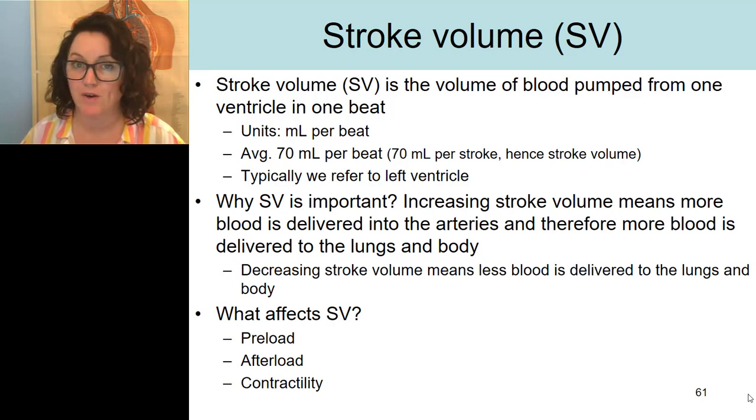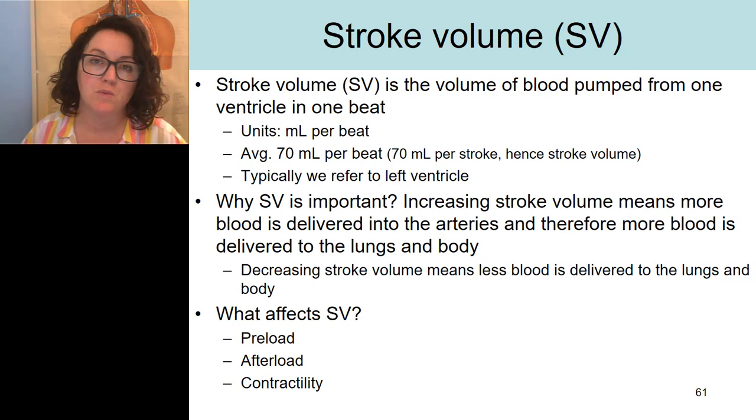Let's talk stroke volume. So stroke volume is something I talked about in an earlier video. Stroke volume is referring to the amount of blood that actually gets pushed out of one ventricle during one contraction. Right? Typically, we refer to the left ventricle, though the volume is very similar for the right ventricle. Why do we refer to the left ventricle, not the right?